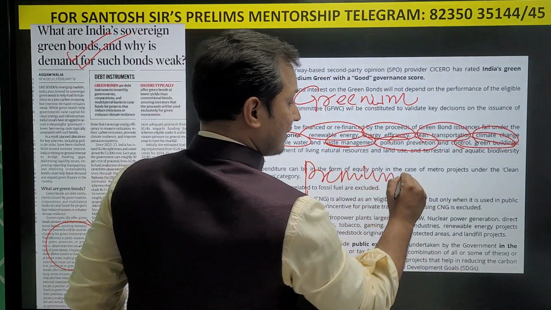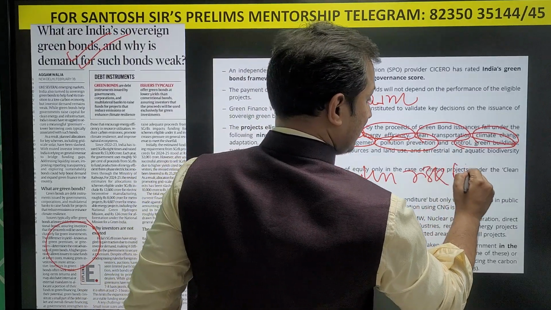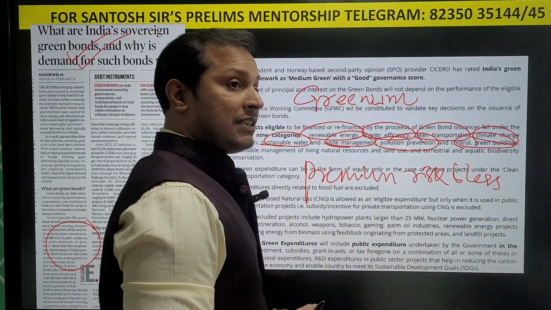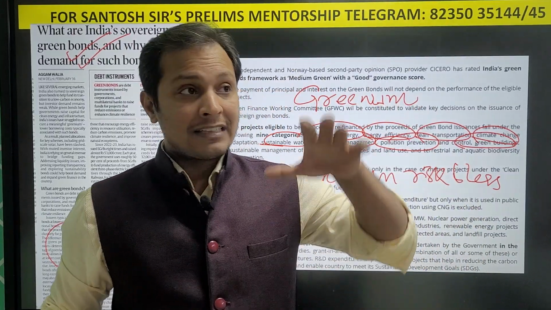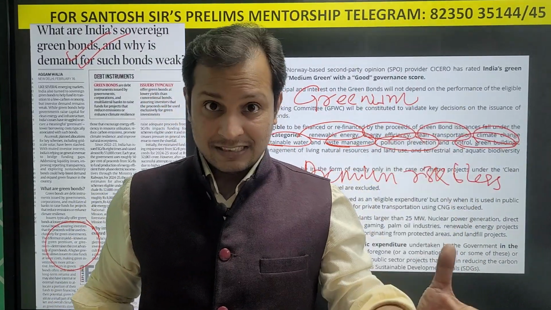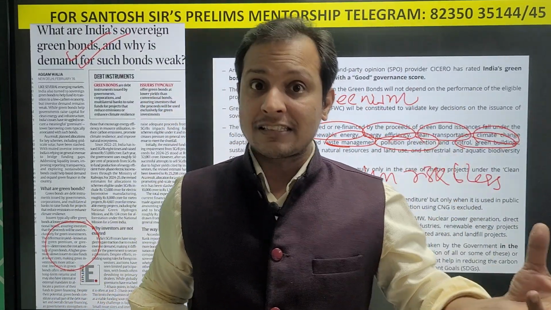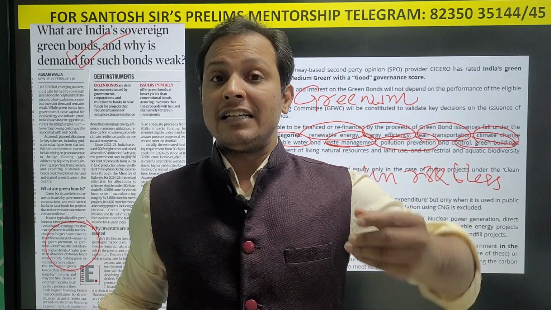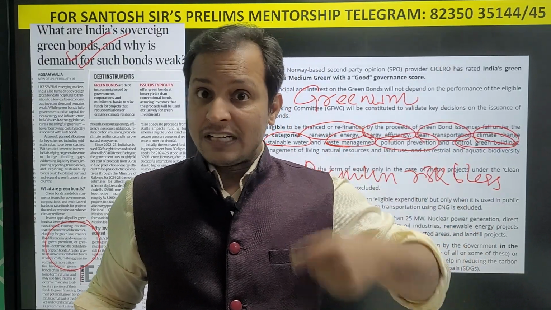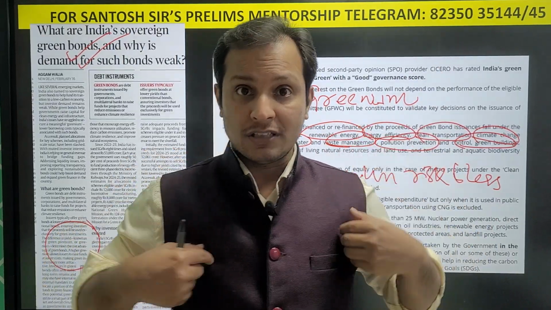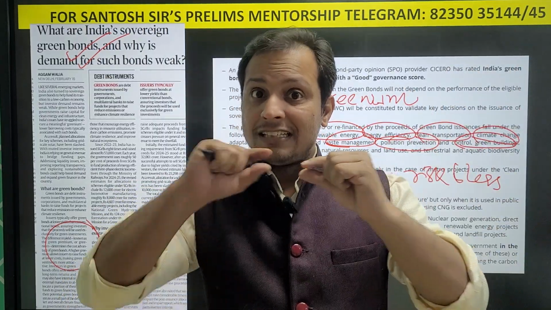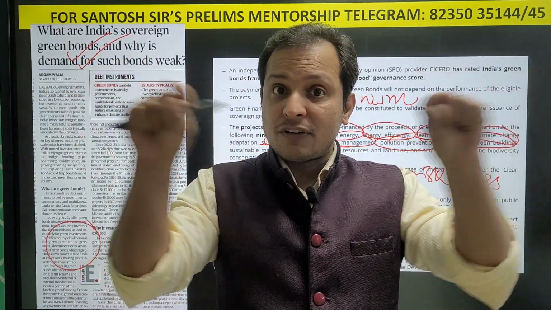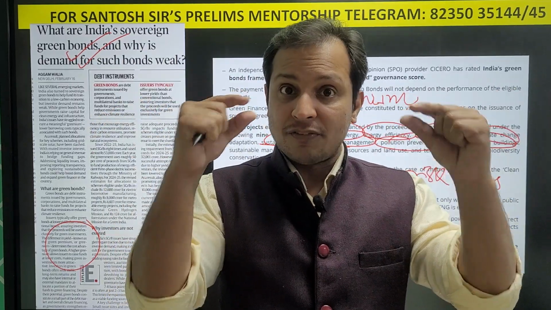Because the risk is less. If you are funding a project which is sustainable, this means that project will carry less risk, and since it is carrying less risk, the yield which the investor will get, suppose I buy a bond, the yield I will be offered by the government will be a little less than the normal bond, and that difference is called greenium.